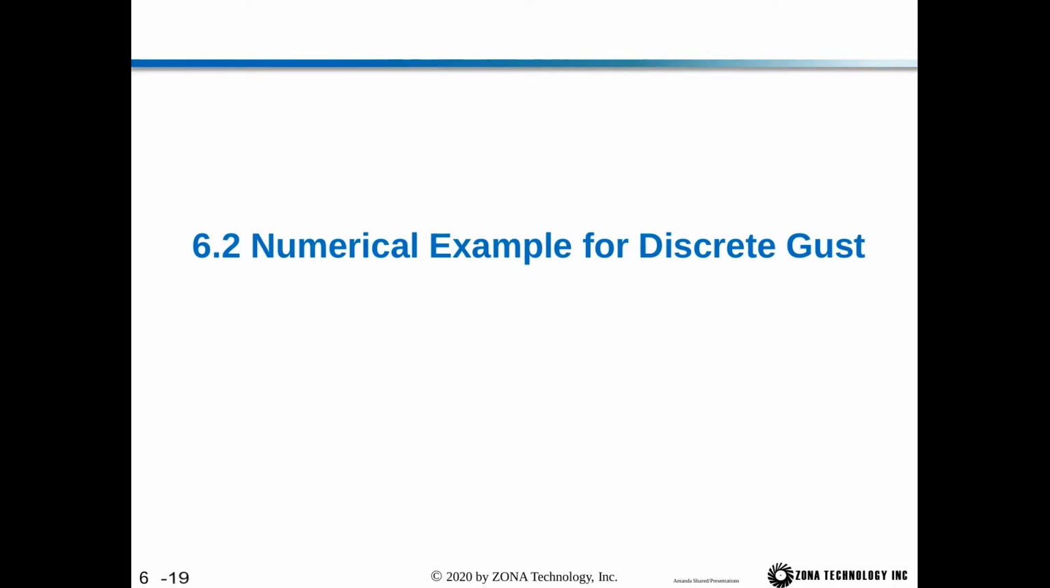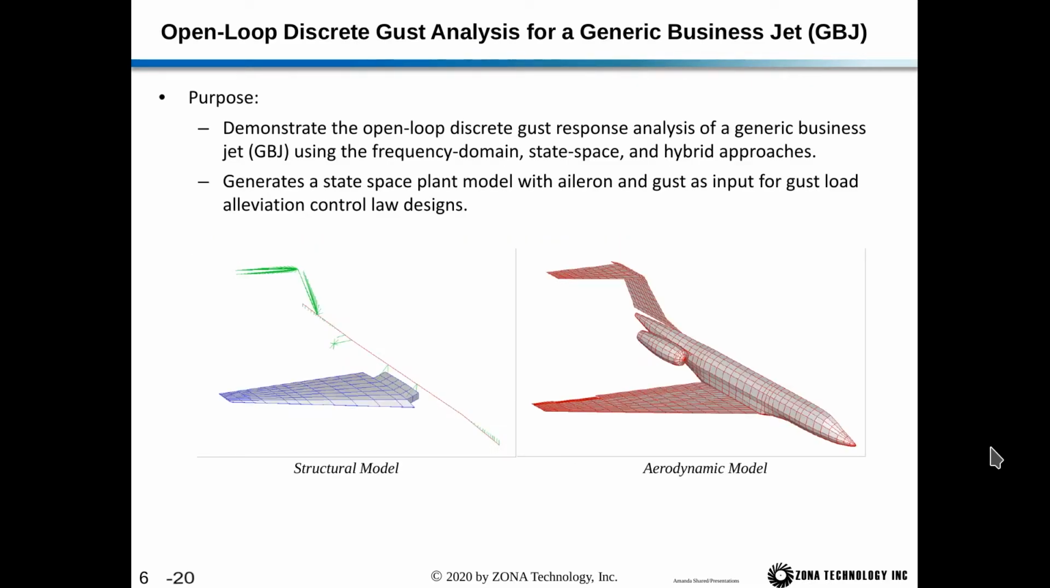Okay, next we'll look at some numerical examples for the discrete gust. So this is an open loop discrete gust analysis for a generic business jet. And this generic business jet is one of the standard ZAERO test cases. So the purpose here is to demonstrate the open loop discrete gust response analysis of a generic business jet using the frequency domain, the state space, and the hybrid approaches. And we're going to generate a state space plant model with the aileron and gust as input to design a gust load alleviation control law.